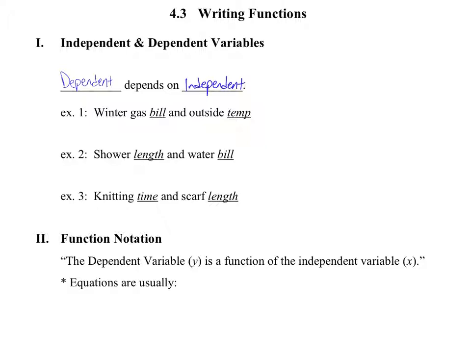So what I would recommend doing is if they give you two variables like bill and temperature, ask yourself, does the first one depend on the second, or does the second one depend on the first? Sometimes they'll both make sense, but you're looking at which one makes sense without you having to make a conscious choice. Which one just kind of naturally happens. So your winter gas bill and the outside temperature. Does the bill depend on the temperature? Yes. Or does the temperature depend on the bill? The bill depends on the temperature.